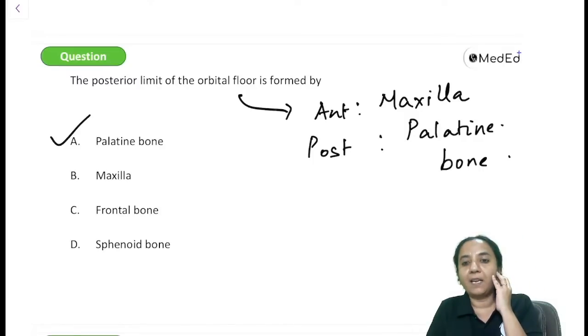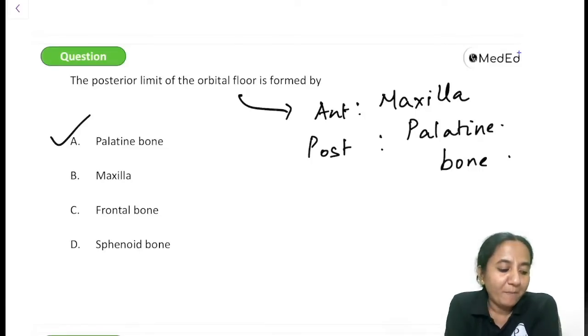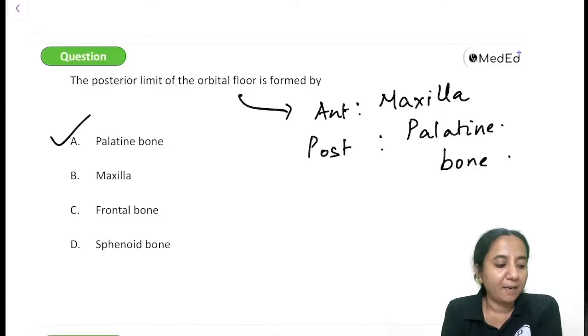Behind, it is not the maxilla, behind it is the palatine bone. So the posterior limit of the orbital floor is not formed by the maxilla, it is formed by the palatine bone. Okay? Please don't make this mistake.